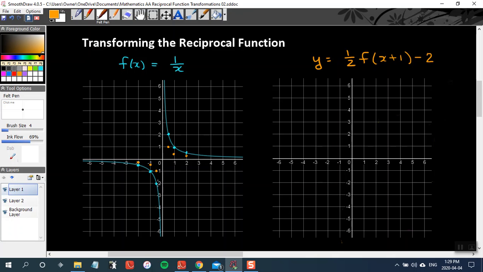So we're going to try to reproduce those 6 stretched ordered pairs over here, but of course we need to relocate them to their new location, which is going to be moved, all those points are going to be moved 1 unit to the left because of the plus x plus 1, and they're also going to be moved 2 units down. So what's probably a better plan is just to sketch our new asymptotes. So our new horizontal asymptote is going to be at -2.